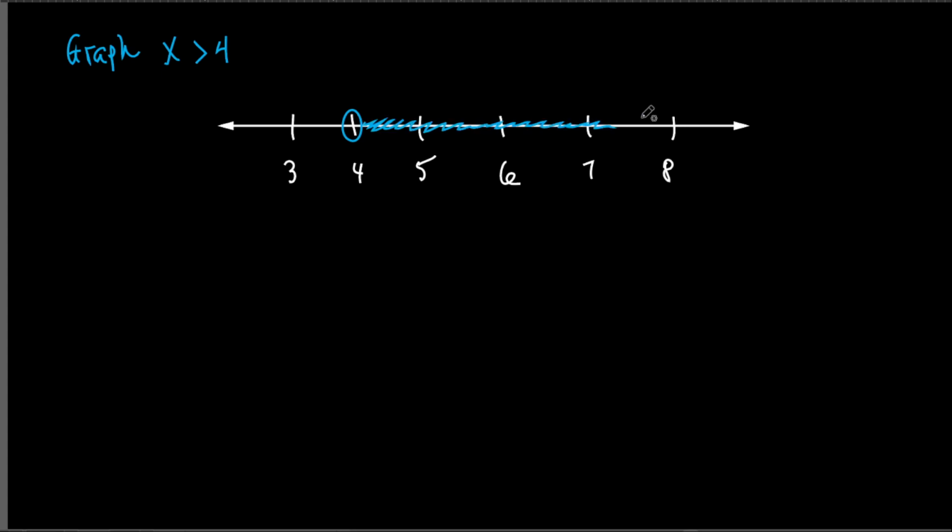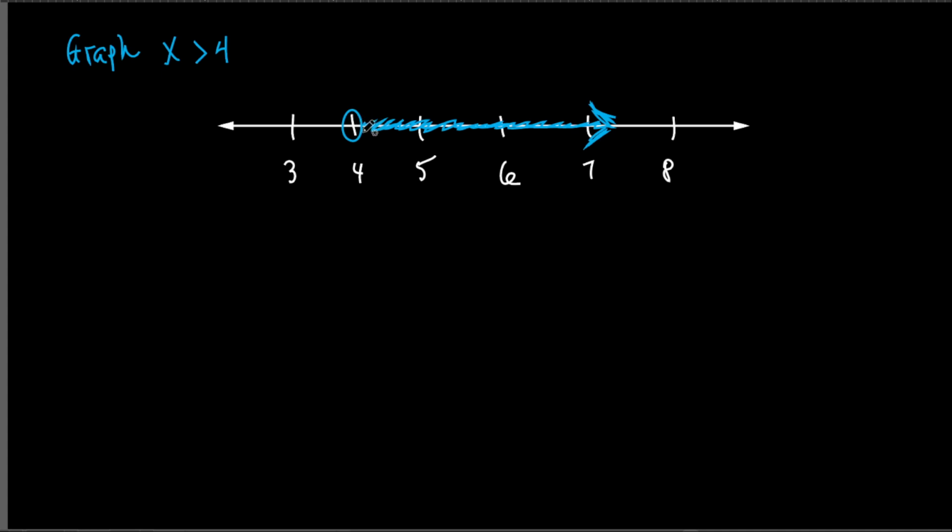You don't have to go all the way to the end. If you want to, you can. So that squiggle line right there means all the numbers. Since I put an arrow here, that also means all the numbers to the right of it. So it just keeps on going. I just don't want to make my arrow all the way to the end. That's it. That's how you graph x is greater than 4.